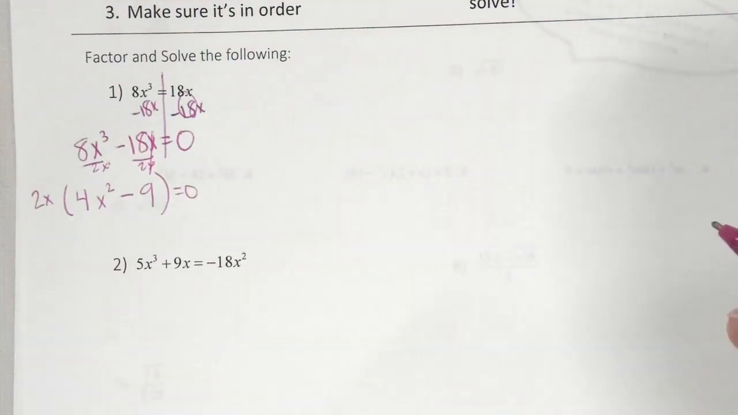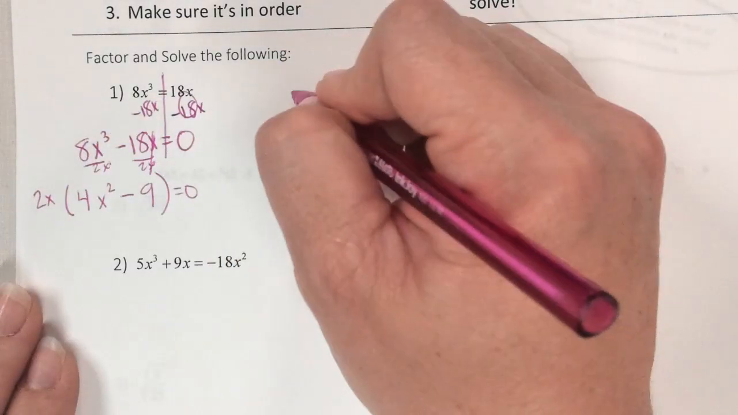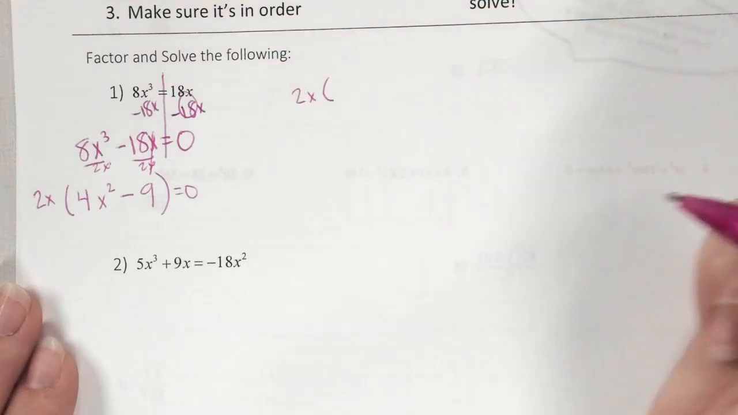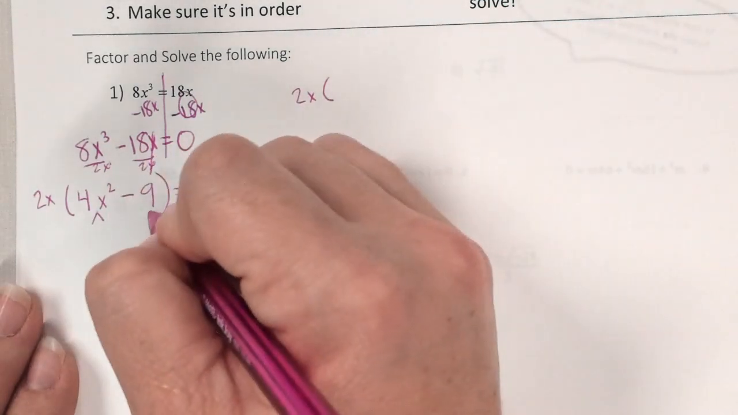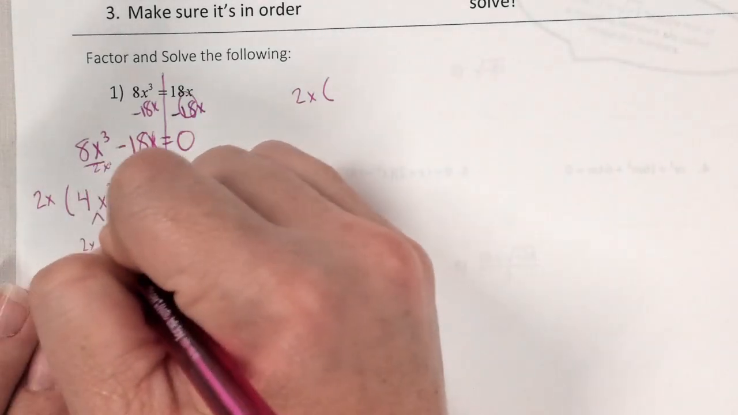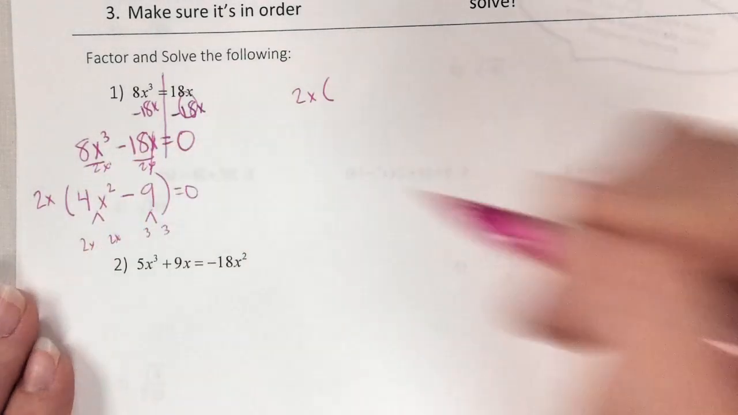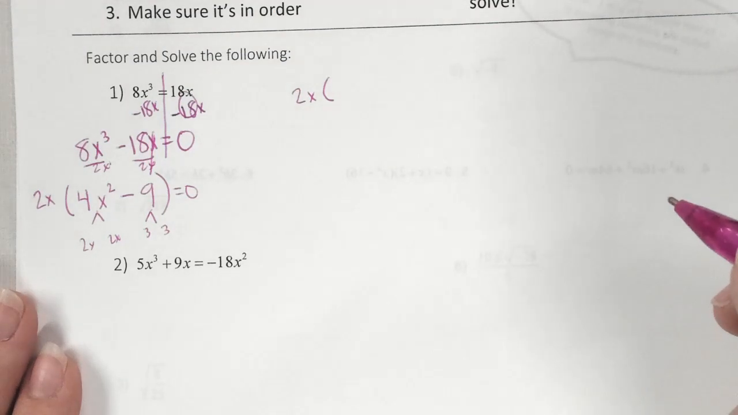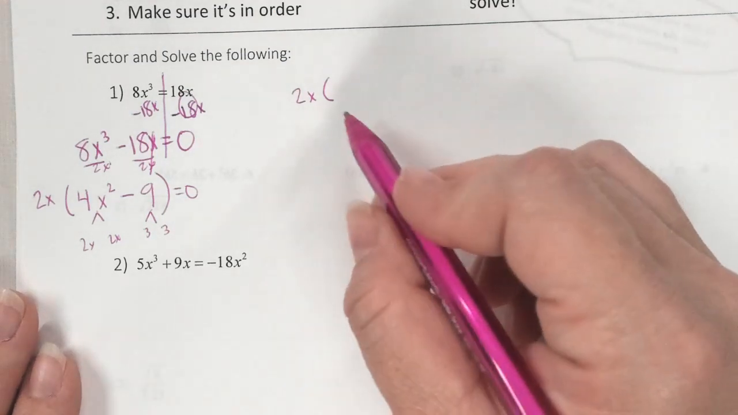Can I continue to factor this? Yeah, it's a perfect square minus a perfect square. So I have 2x. So I'm going to bring that over here. And then what times what gives me 4x squared and what times what gives me 9? That's the same. So 2x and 2x and then 3 and 3. So what do my factors become?